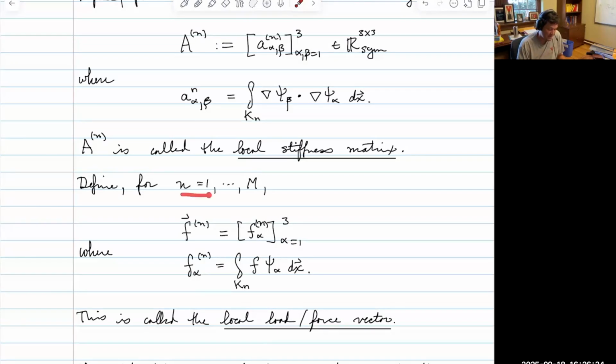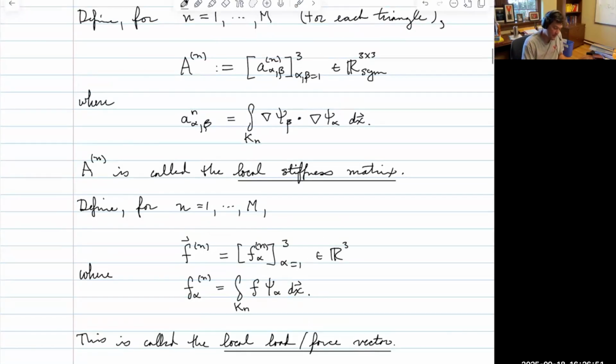And again, we're defining it for each triangle, N equals 1 up to capital M. We're going to define this little vector. Where does this vector live? This vector is an element of R^3.